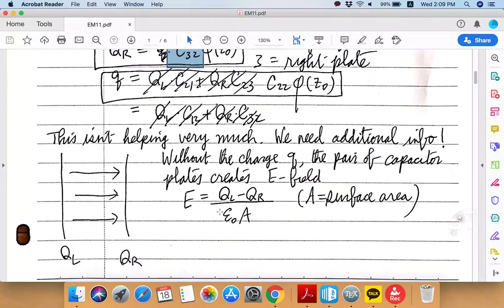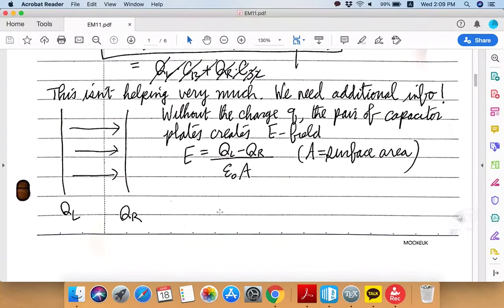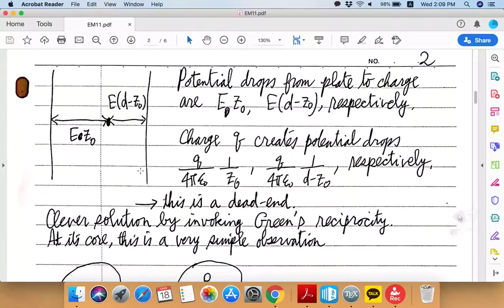So we need some additional information. And then I first tried to find a detour by thinking about the situation without this extra charge in the middle, but simply with some accumulated charge QL and QR on either side of the plates, and then maybe thinking about the electric field which is created by such a charge distribution, and then perhaps then superimpose this presence of this extra charge and so on.